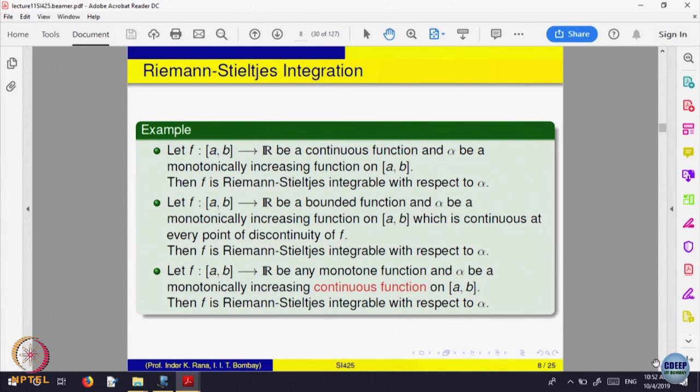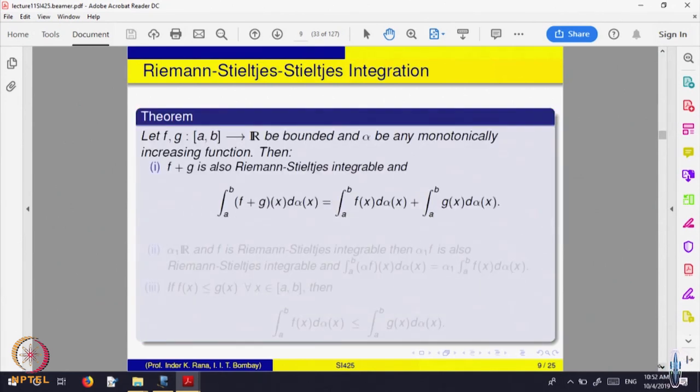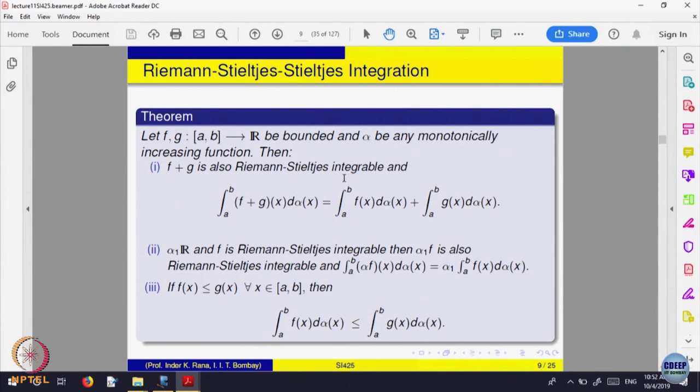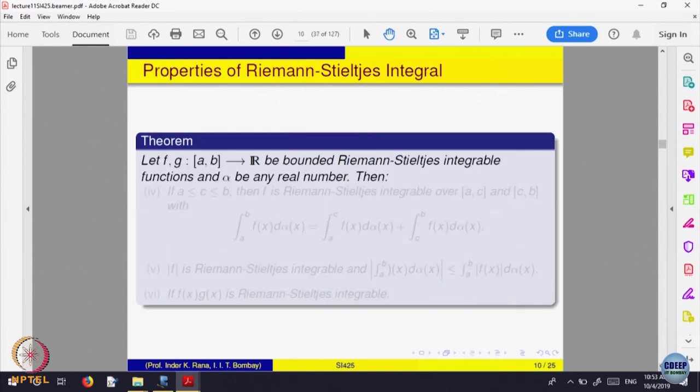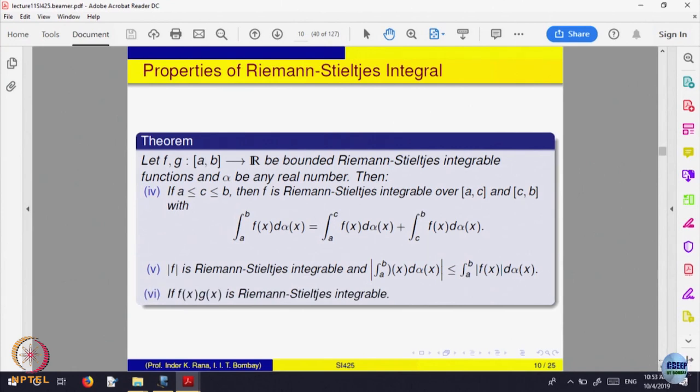So that is the properties of Riemann-Stieltjes. Other facts all continue to hold. If f and g are Riemann-Stieltjes integrable, f plus g is Riemann-Stieltjes integrable, because the sums will split anyway into two parts. So the length does not change those properties. The integral of f plus g is the integral of f plus the integral of g, the same property holds. Scalar multiples come out, and if f is less than g, the same property holds. So similar properties hold, not much change comes. That is why the proofs are not very interesting for all this, and we will not go into the proofs of these things.